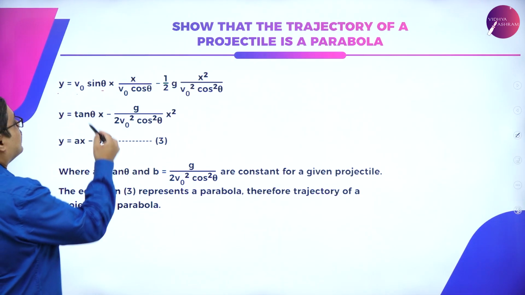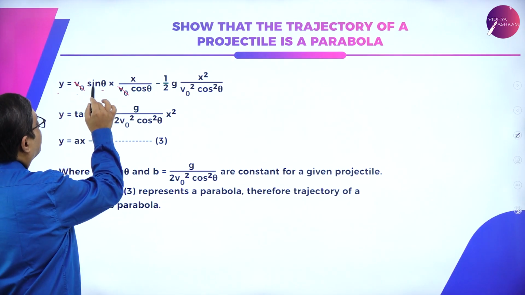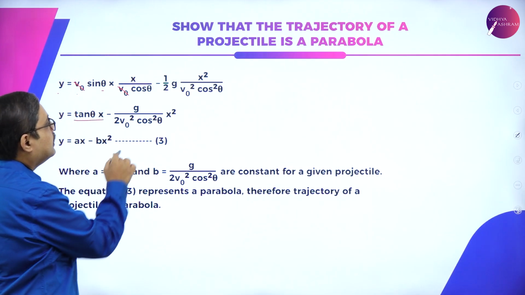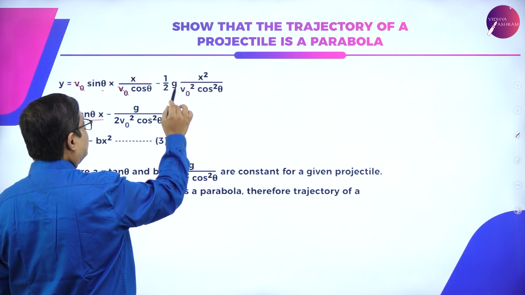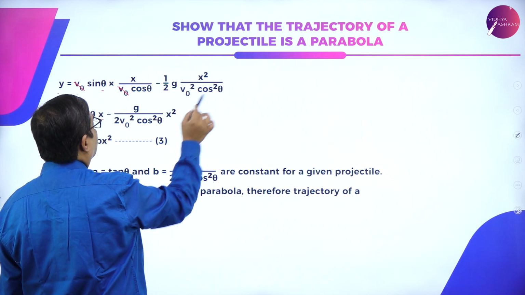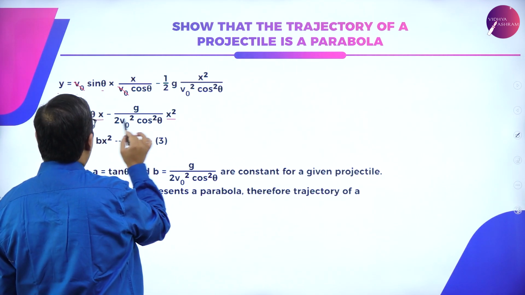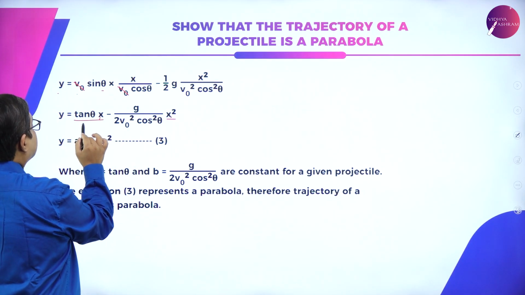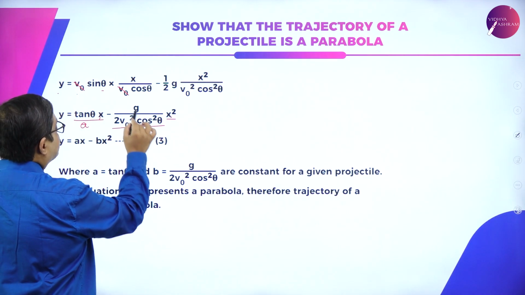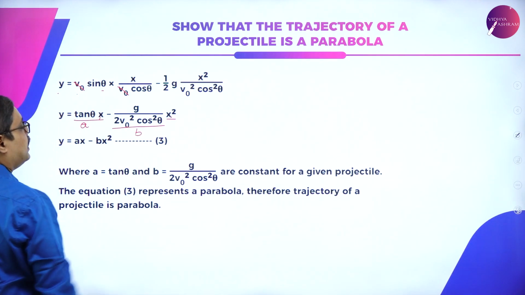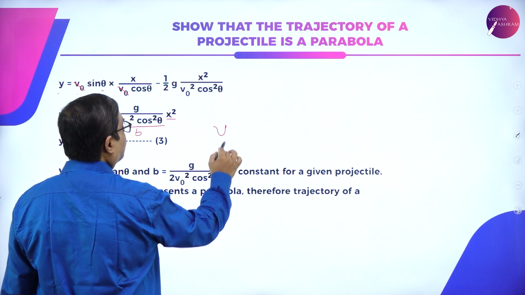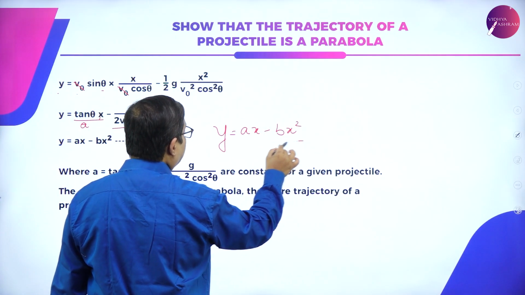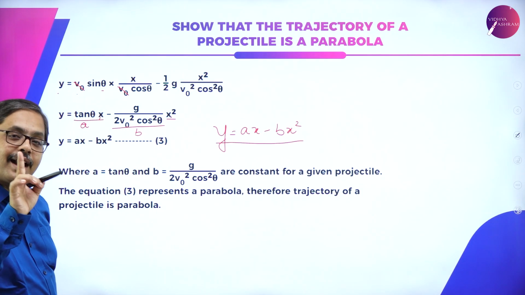Now let us continue. This v0 and v0 get cancelled off. This is sin theta by cos theta, which is tan theta into x. So this is tan theta x minus g by 2 v0 square cos square theta into x square. I have x here and I have x square here. What does this equation look like? This tan theta looks like A, and this g by 2 v0 square cos square theta, let it be B. So you can find the equation to be like this: y is equal to ax minus bx square. Please remember that this equation represents a parabola.